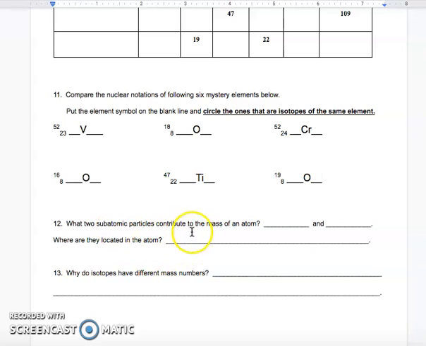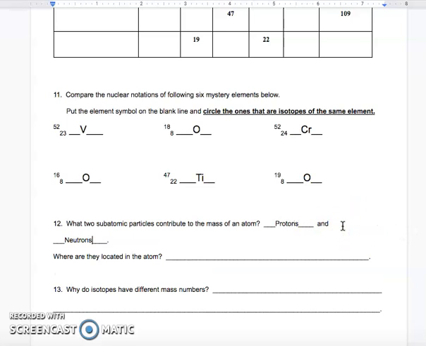12 is hopefully a pretty easy one for you, review from the last unit. What 2 subatomic particles contribute to the mass of an atom? So what 2 things do I add together to get the mass? Hopefully you know that's my protons and my neutrons. And then where do I find my protons and my neutrons? In the nucleus. The only thing that I don't find in the nucleus is my electrons, and they have nothing to do with the mass. So we only really need to focus on protons and neutrons for the sake of this test.